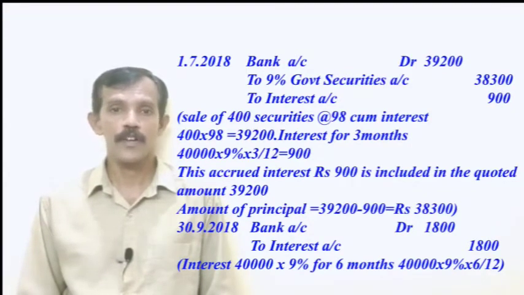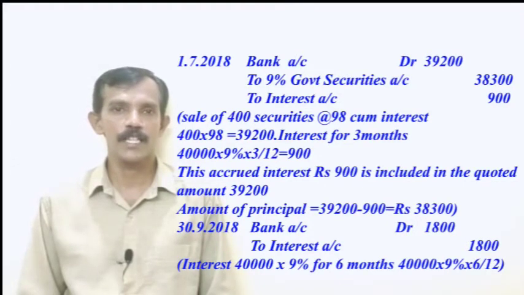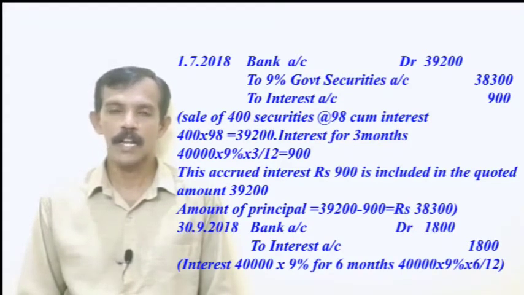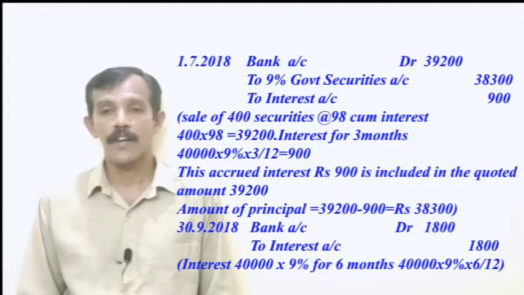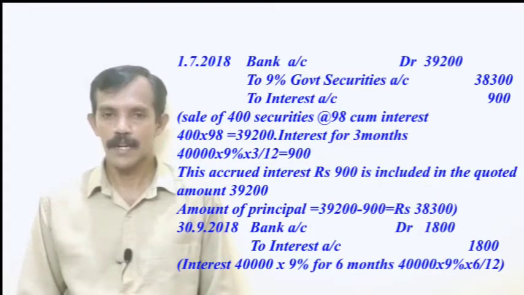Then on 30/9/2018, interest for 40,000 at the rate of 9% for 6 months received: 40,000 into 9% into 6 divided by 12, that comes to 1,800. Our journal entry for interest received: bank account debtor 1,800 to interest account 1,800.